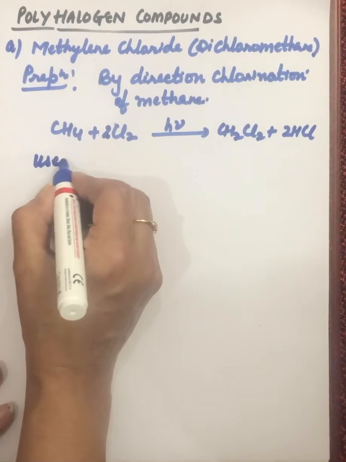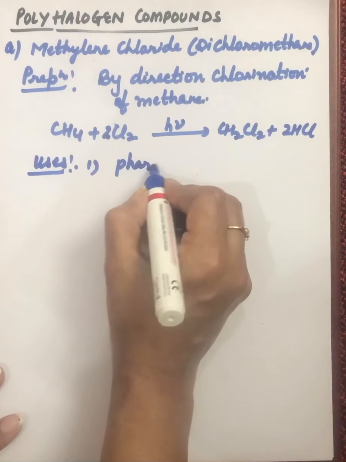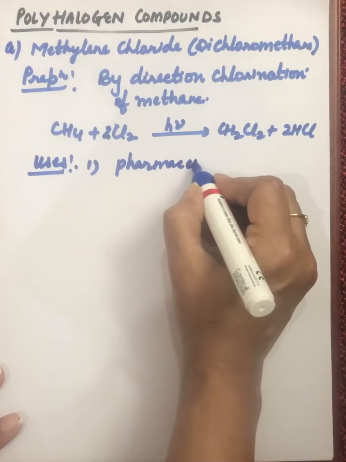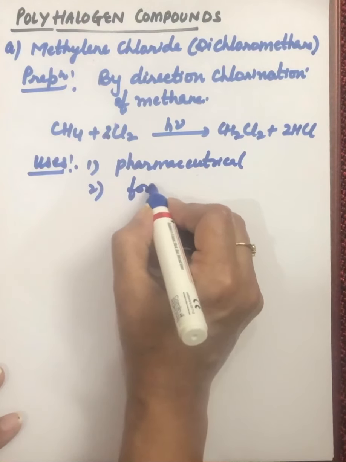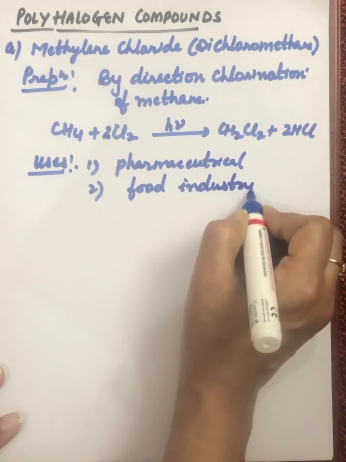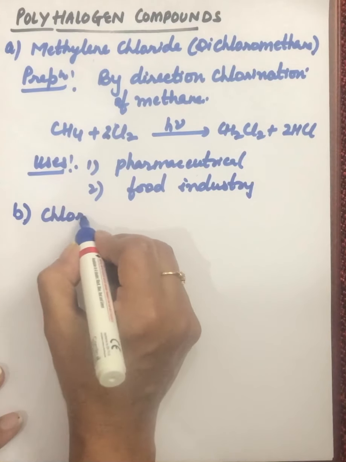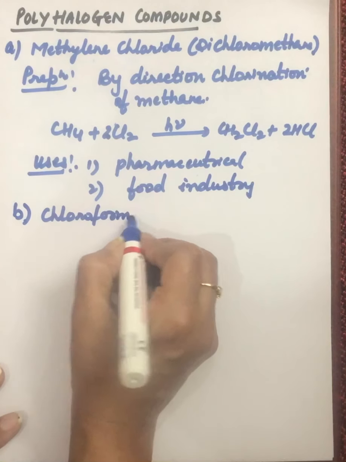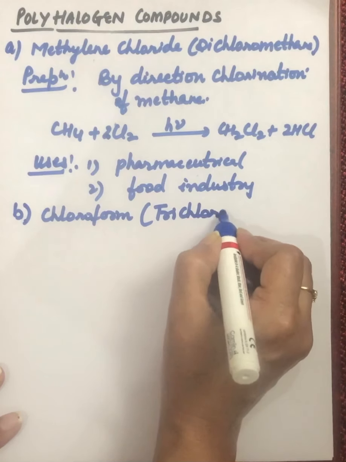Uses. Where is this compound used? It is used in pharmaceutical and in the food industry. The second compound is chloroform, and the IUPAC name is trichloromethane.